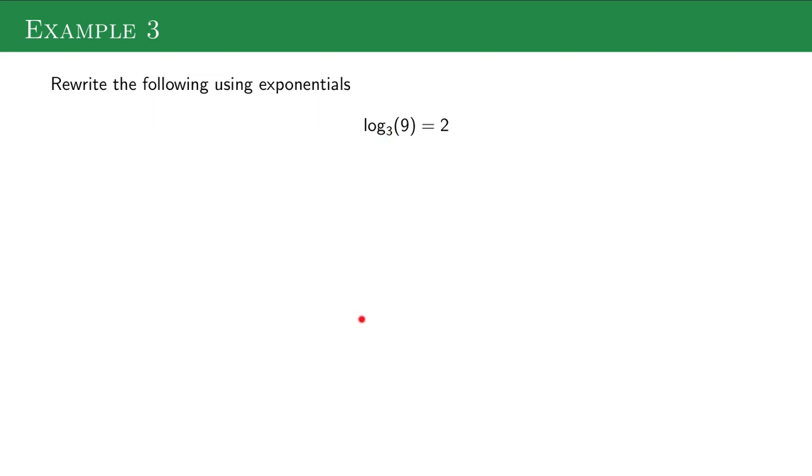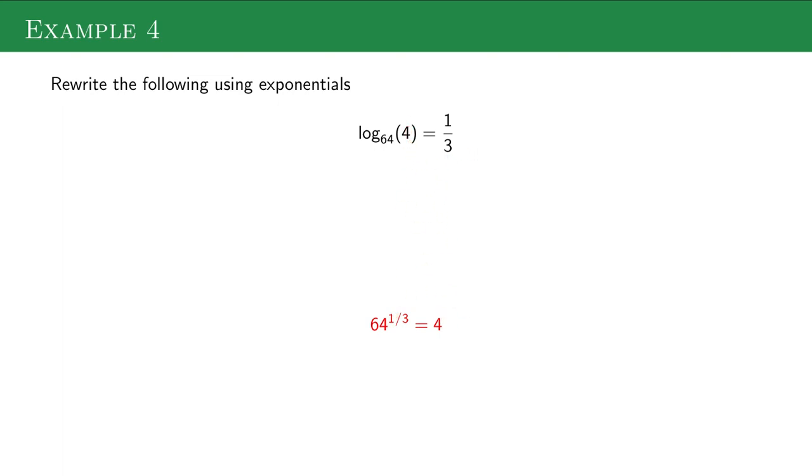My base is 3. 9 is going to flip from inside the log to over here. 2 is going to flip from over here to inside the exponential. So the 2 goes in, the 9 goes out. Same thing, doesn't matter if there's fractions or anything, just follow the same pattern. 64 is going to be the base. 1/3 is going to flip to be inside the exponential. 4 is going to be flipped to be the answer.